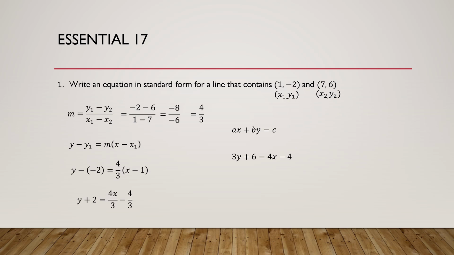Now we move the variable terms to one side by subtracting 3y from both sides, and move the integer to the other side by adding 4 to both sides. Our final answer is then 4x minus 3y equals 10.